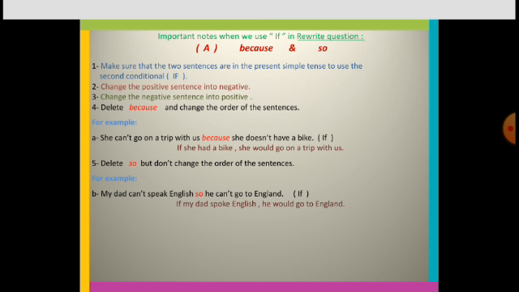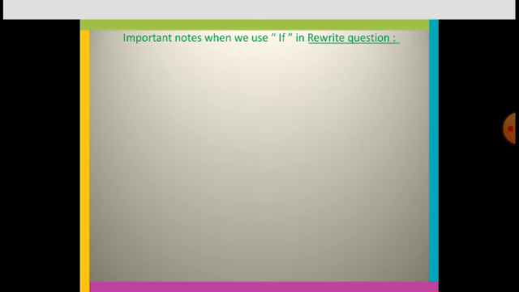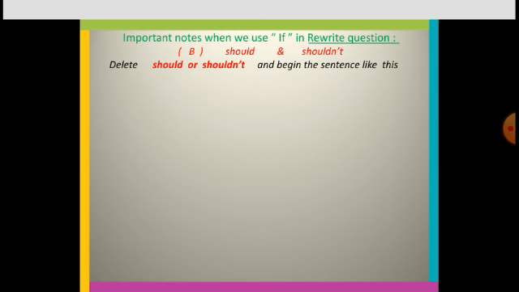What about the note number 2? Should and shouldn't. If I wanted to use if instead of should or shouldn't, I must follow this rule. Delete should or shouldn't and begin the sentence like this. If I were you, I would or I wouldn't plus infinitive verb. And remember, we use would instead of should and we use wouldn't instead of shouldn't.